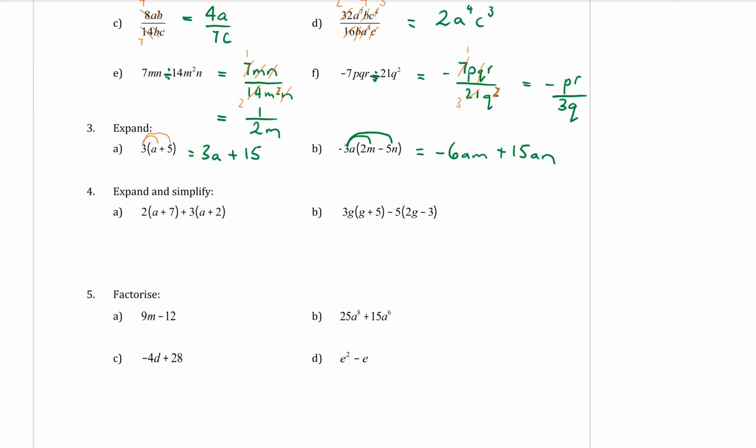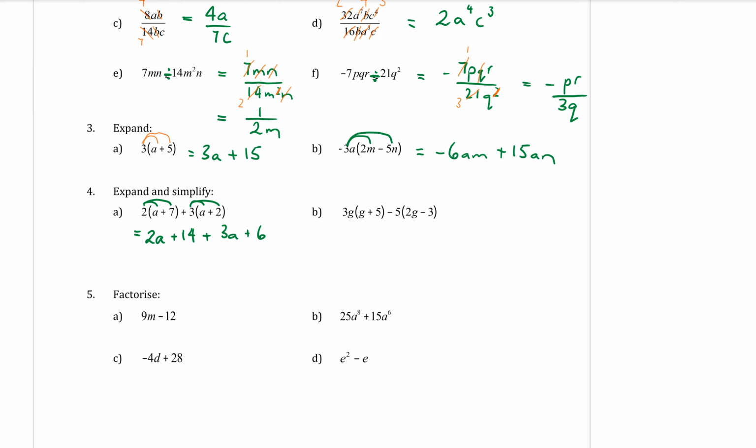Question 4 is still expanding, but it's just multiple brackets and we'll have to collect up some like terms as well. So first of all, expanding. The first bracket, 2 times a is 2a. Then 2 times a positive 7 is a positive 14. Now I have a plus sign here. This is the easier type, so I can put my plus and expand the second bracket out. 3 times a is 3a, and 3 times 2 is a positive 6.